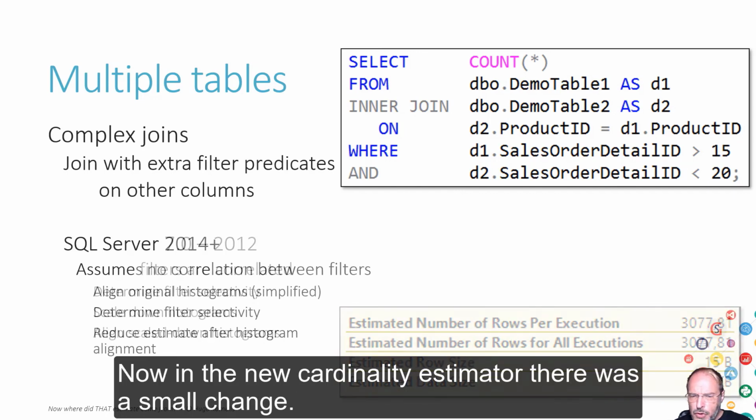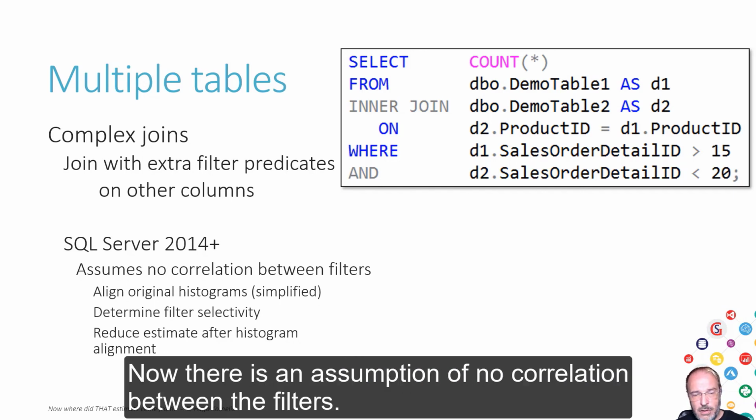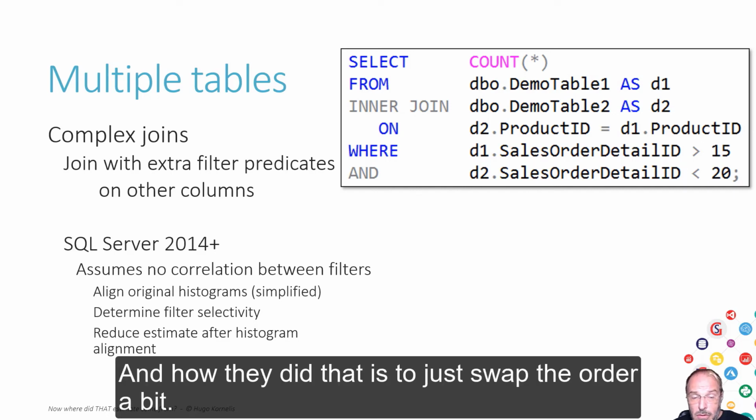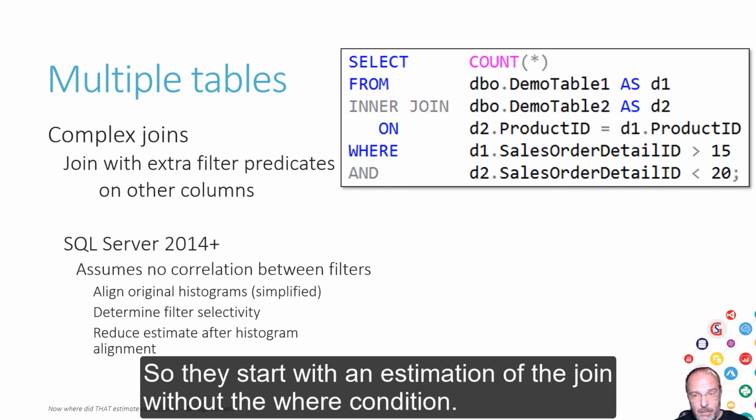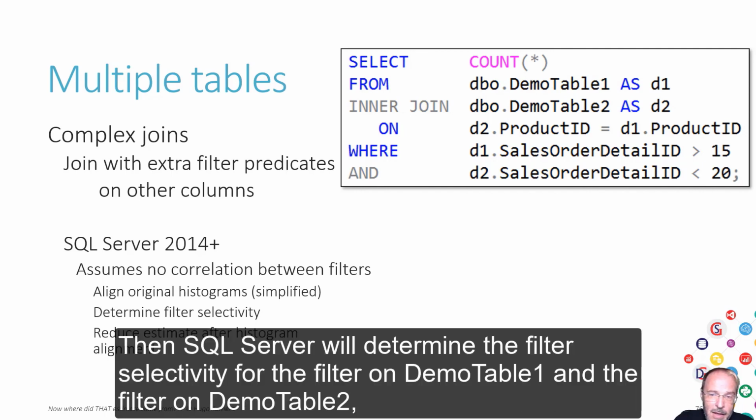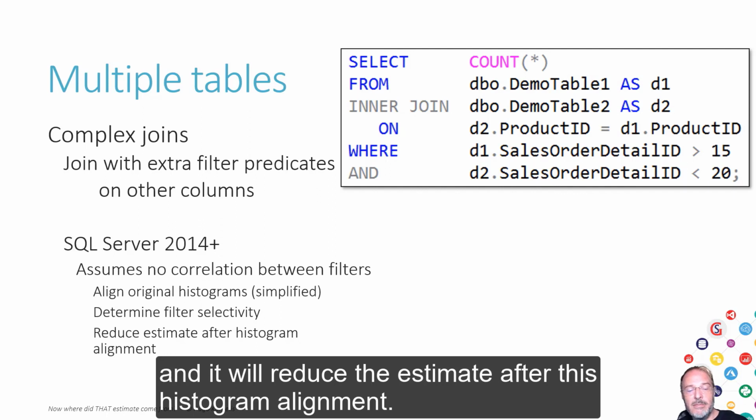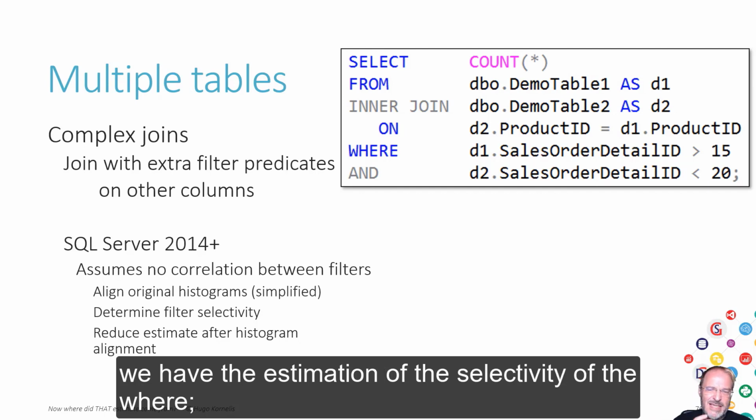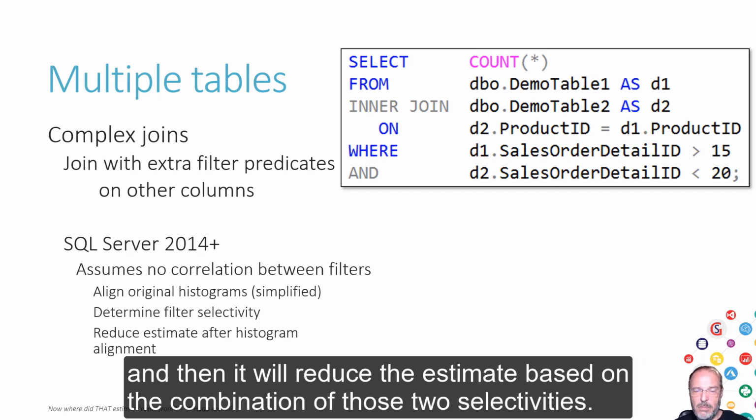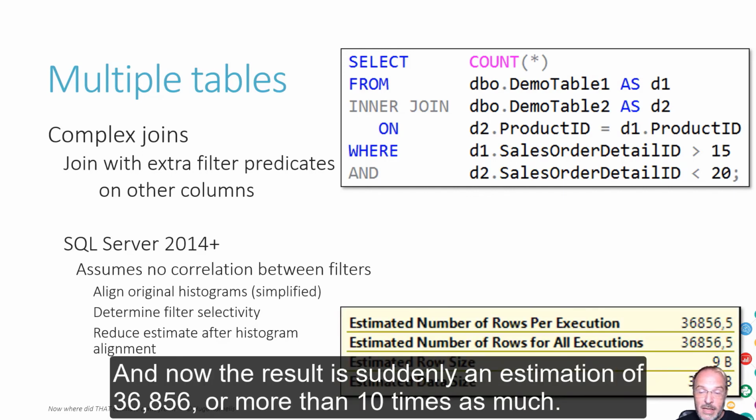Now on the new cardinality estimator there was a small change. Now there's an assumption of no correlation between the filters. And how they did that is to just swap the order a bit. So now they align the original histograms, not scaled down. They start with an estimation of the join without the where condition, simply as if we're doing it for the entire table. Then SQL Server will determine the filter selectivity for the filter on demo table 1 and the filter on demo table 2, and it will reduce the estimate after this histogram alignment. So we have the estimation for the join without the where, we have the estimation of the selectivity of the where, and then it will reduce the estimate based on the combination of those two selectivities. And now the result is suddenly an estimation of 36,856, so more than 10 times as much.